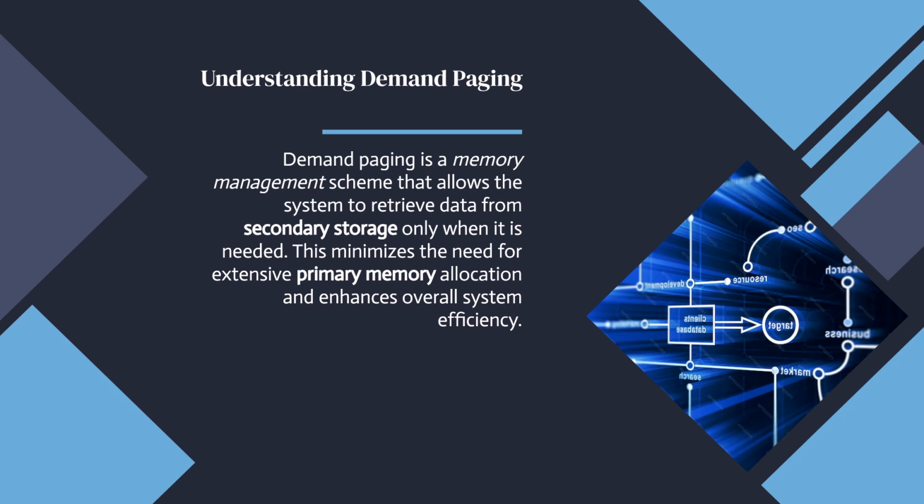How can we understand demand paging? Now, let us see that. Demand paging is a memory management scheme that allows the system to retrieve data from secondary storage only when it is needed. This minimizes the need for extensive primary memory allocation and enhances overall system efficiency.